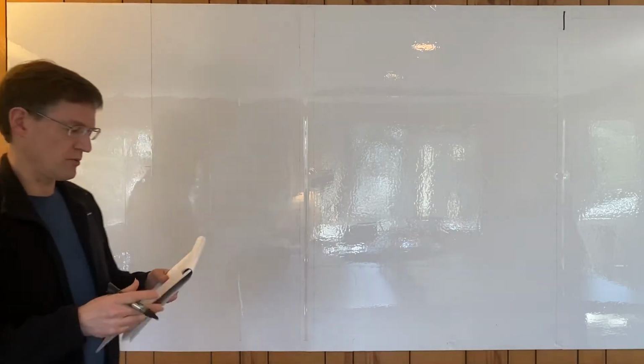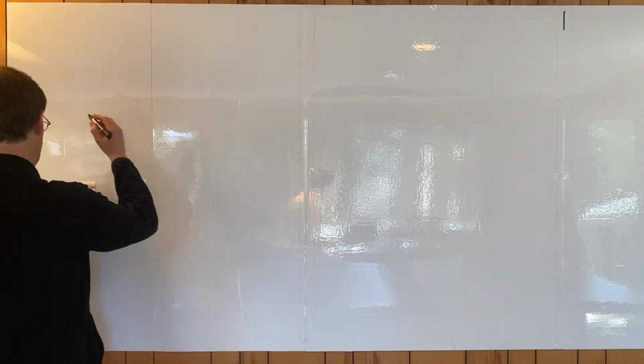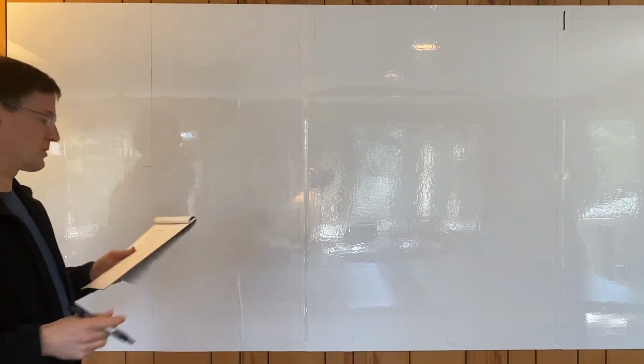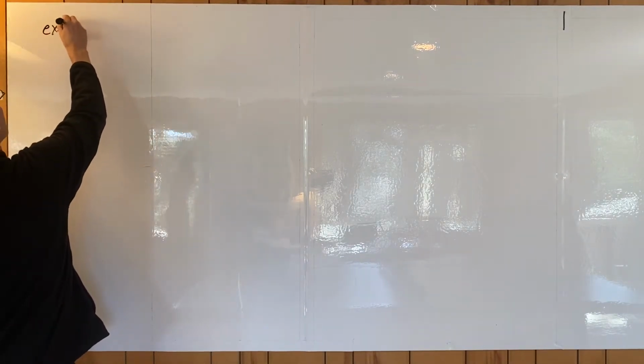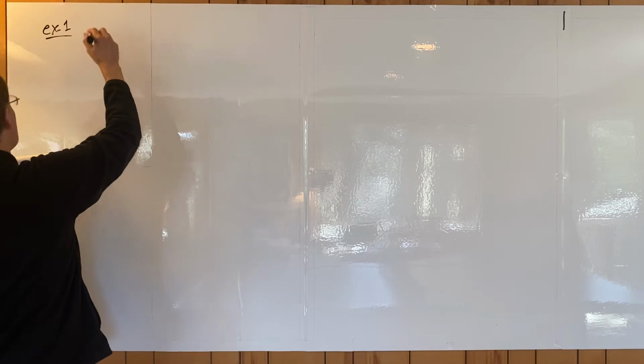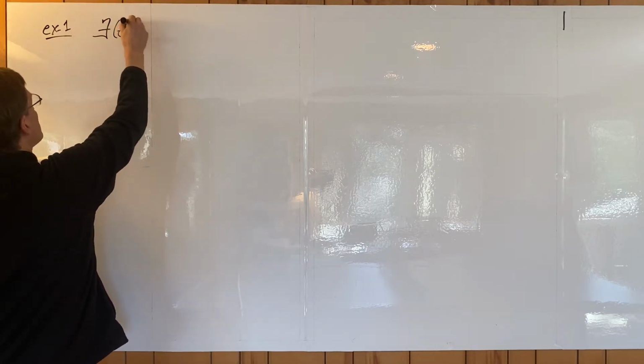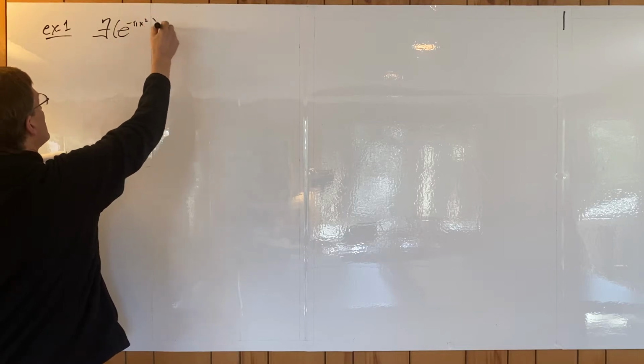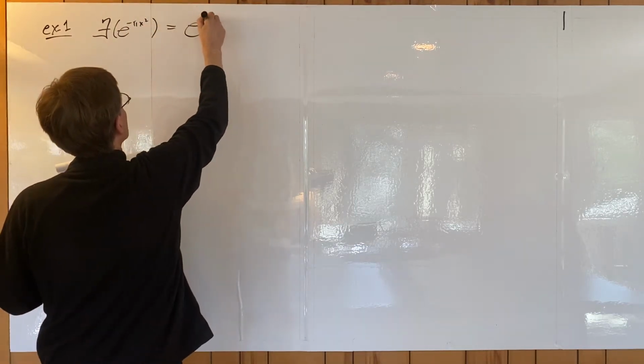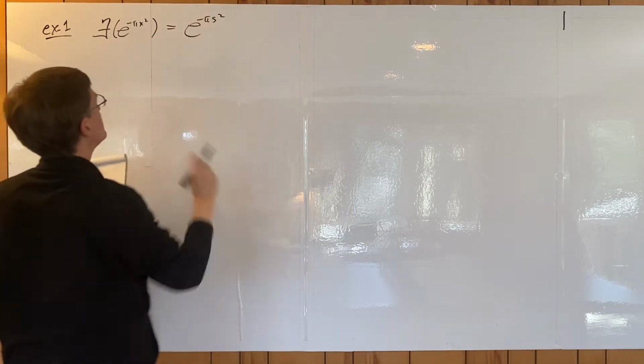So today I'd like to start with some examples which are related to some of the problems that you were doing on the homework with the Fourier transforms. So first of all, this example will show that the Fourier transform of the function e to the minus pi x squared is just e to the minus pi s squared.